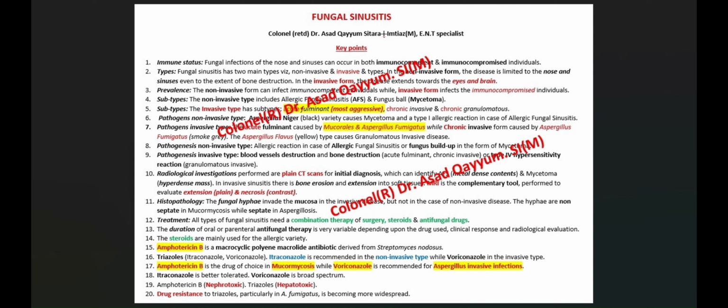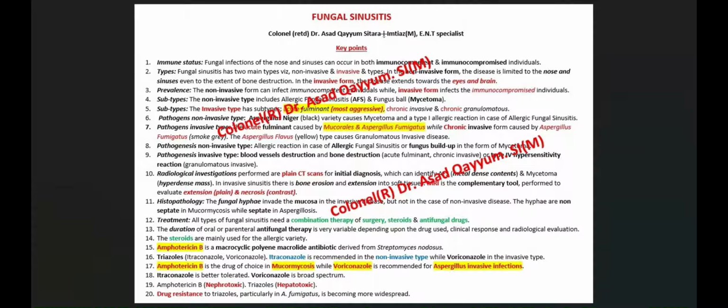Now, this presentation will consist of two parts. Number one, key points, which I'm going to read to you. And in the second part, we will apply these key points to a tabulated form so that we can understand the different types in a compare and contrast model.